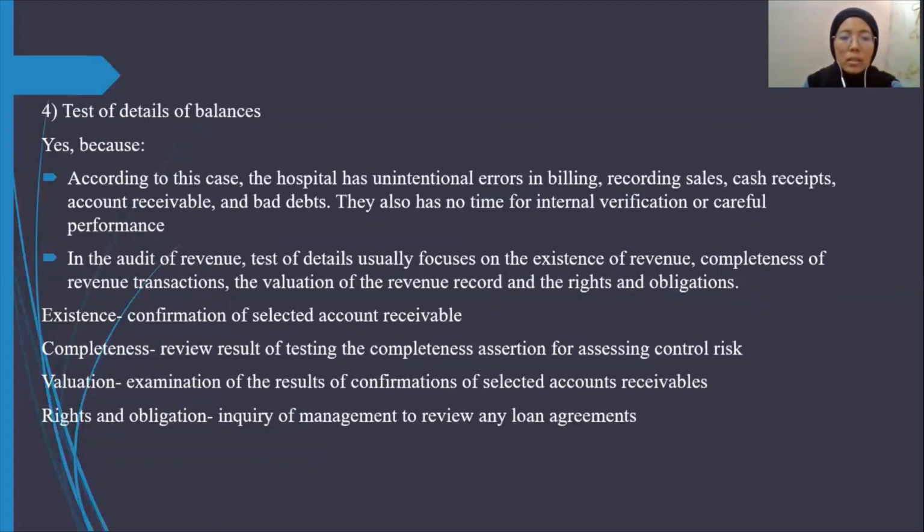For existence, it is confirmation of the selected account receivable. For completeness, review the result of testing the completeness assertion for assessing the control risk. Valuation is examination of the result of confirmation of selected account receivable, and lastly, rights and obligations, which is inquiry of management to review any loan agreements.